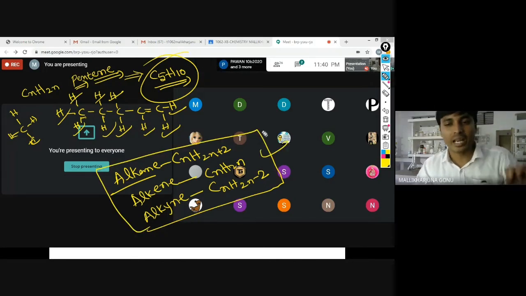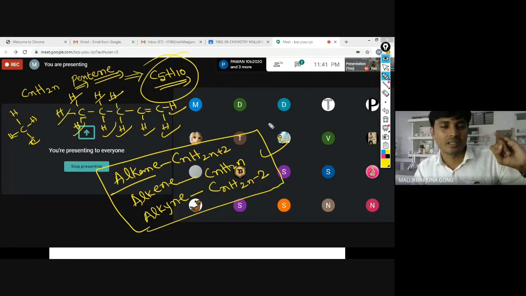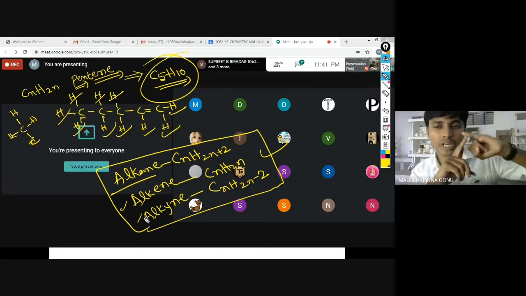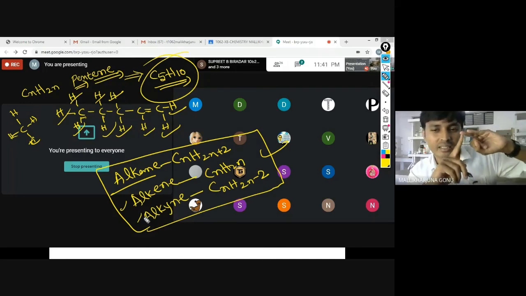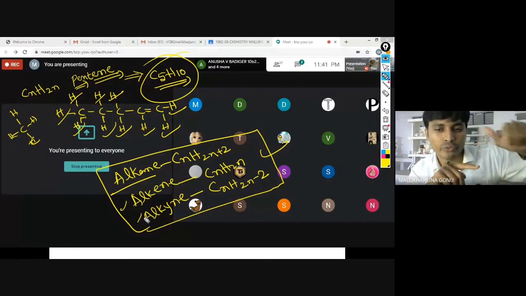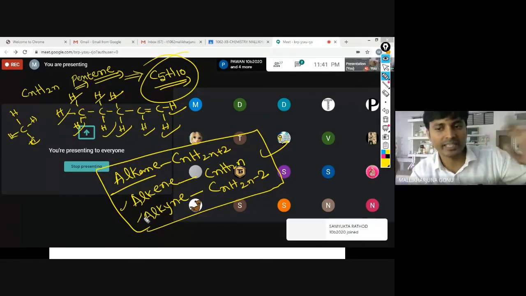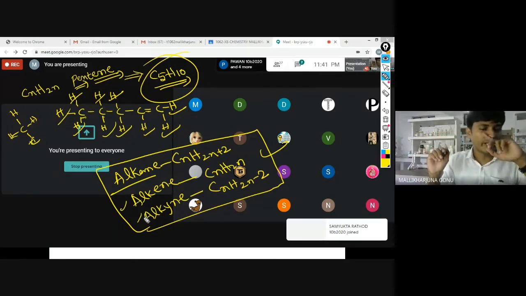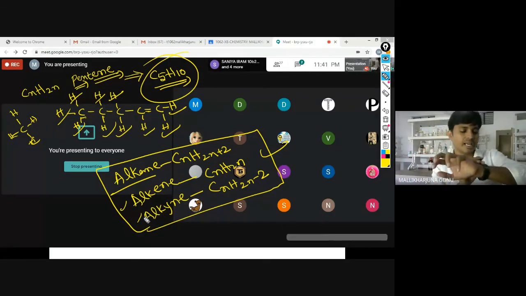And as I said, number of carbon 1 is meth. But alkenes and alkynes will not form with 1 carbon because that requires double bonds or triple bonds. So from eth only you have to write. Number of carbons 1 is meth, 2 is eth, 3 is prop, 4 is but, 5 is pent, 6 is hex. That's it. Like that you have to learn. Hope it is clear. If you have any doubts, you can ask me.